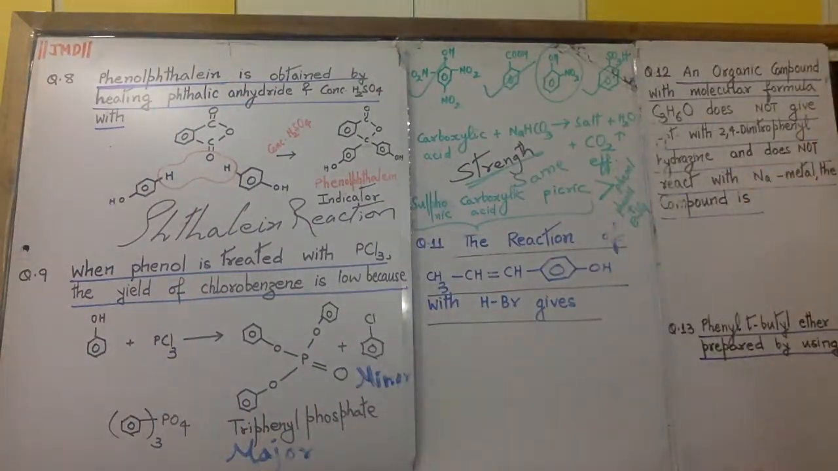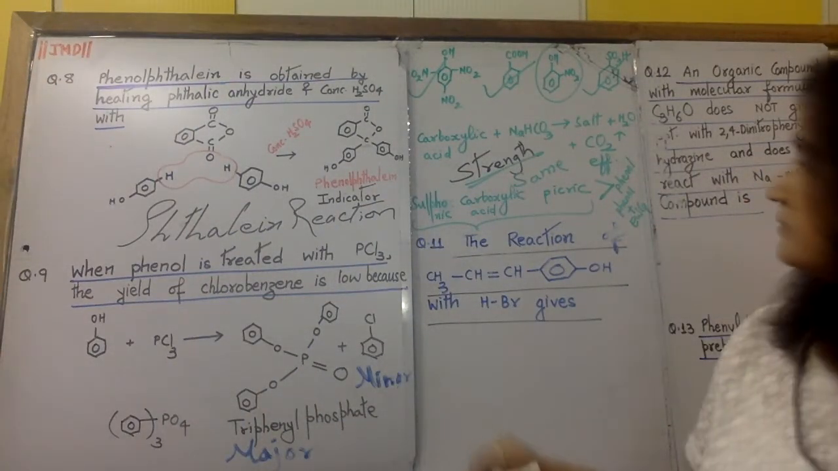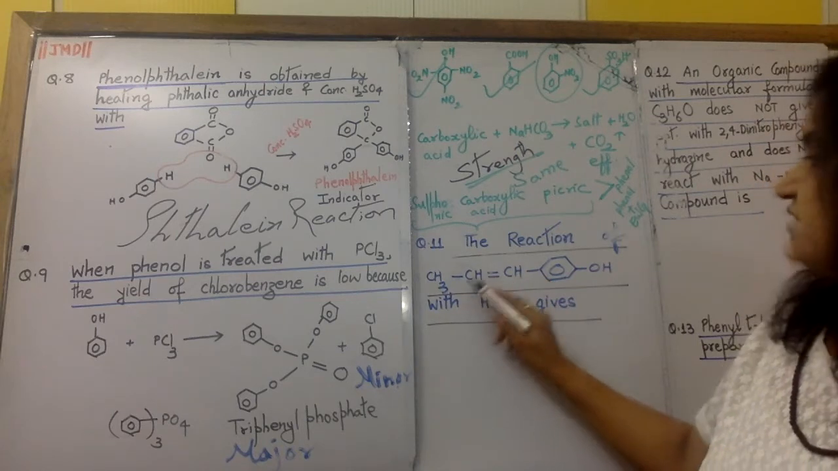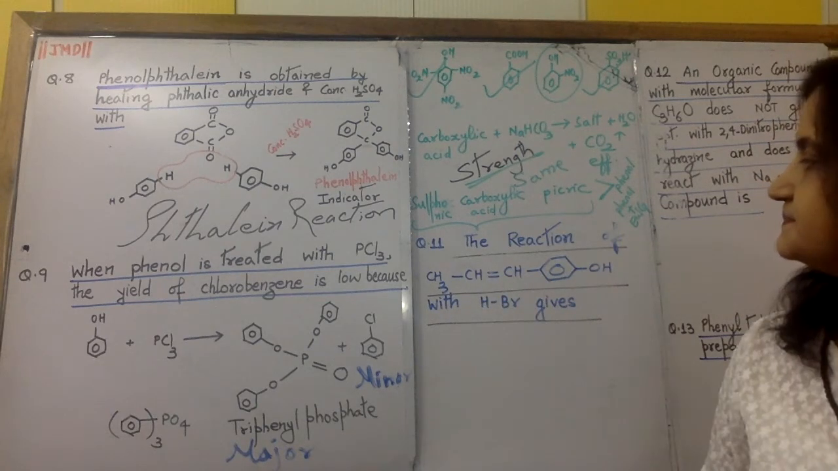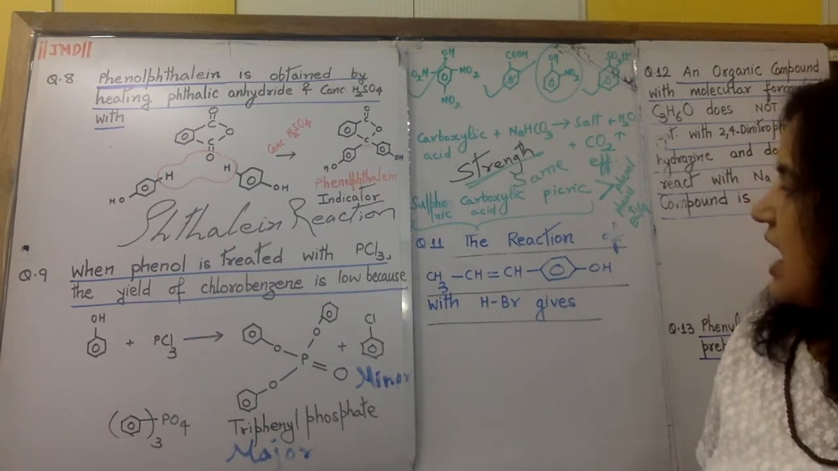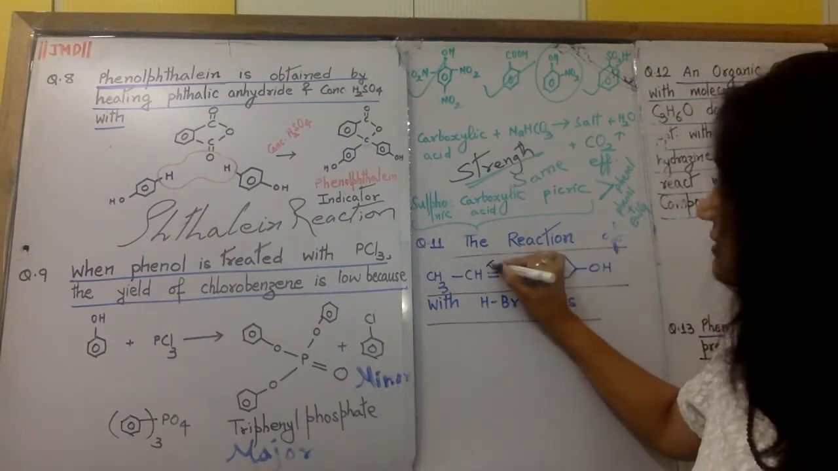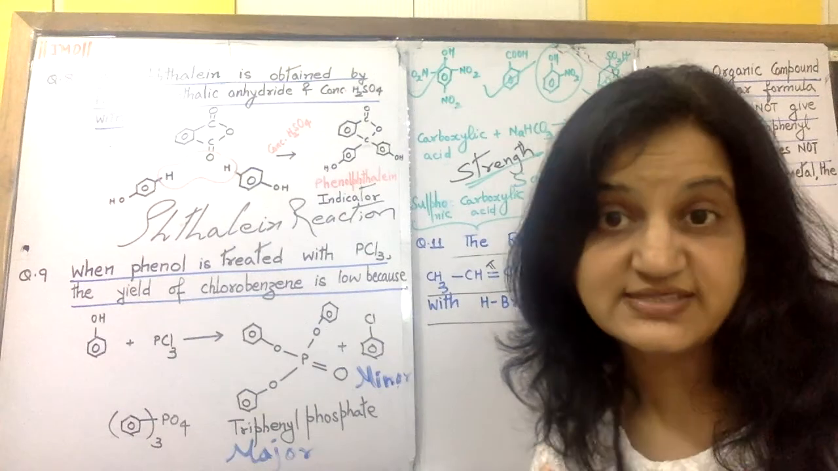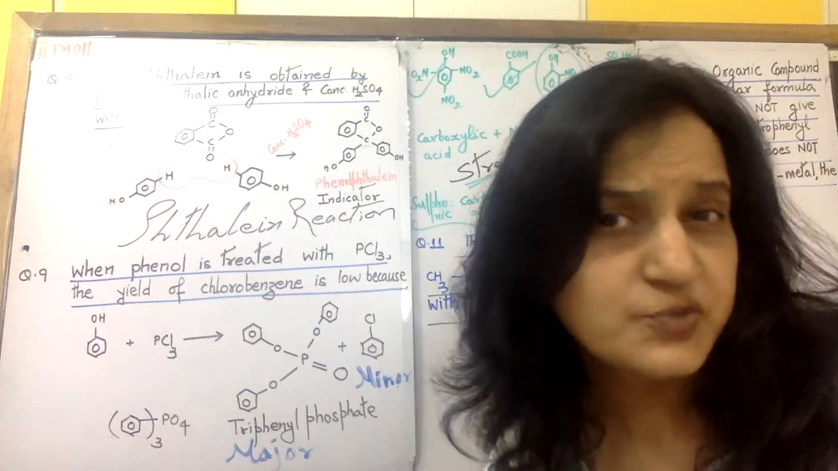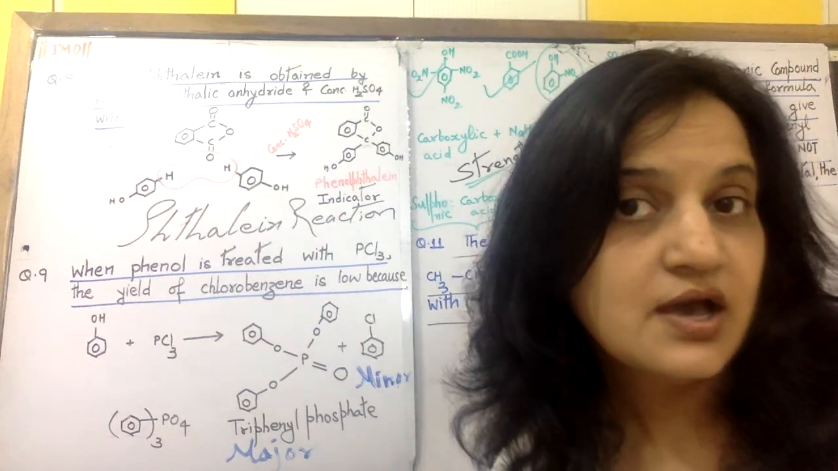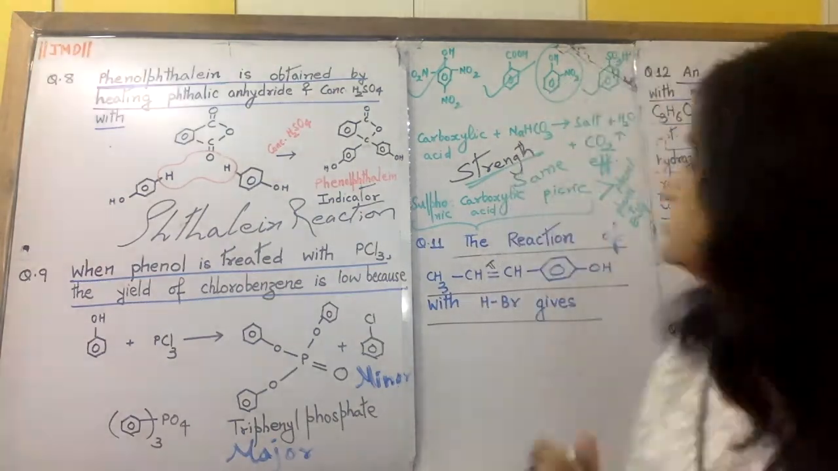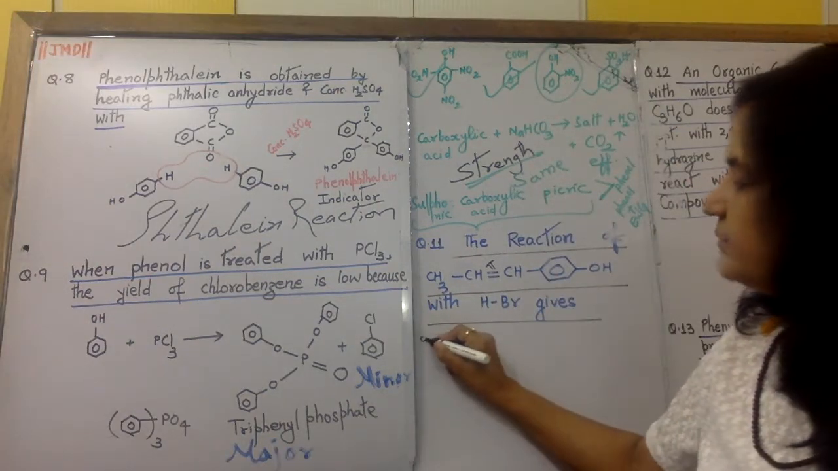Now we go to the next one. The reaction of this with HBr. अब देखो, whenever halogen acids attack the pi bond, the first thing that happens is you get a carbocation. ठीक है? अब इधर देखो, बहुत बढ़िया सवाल है.